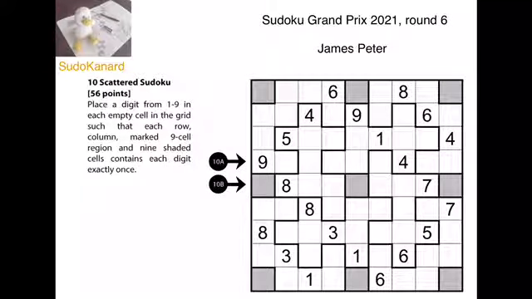Here is a scattered Sudoku puzzle, which was created by Indian author James Peter for round 6 of Sudoku Grand Prix 2021. Scattered Sudoku is a variant where you have unusually shaped regions, which must contain all digits from 1 to 9, and there's an additional scattered region, made of those 9 shaded cells. So they must contain digits 1 through 9.